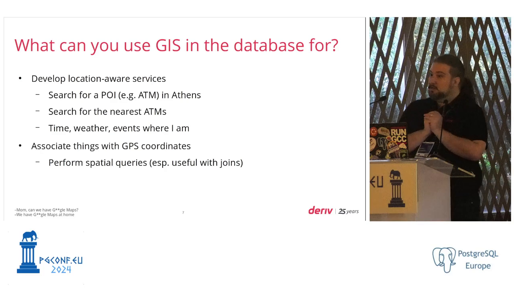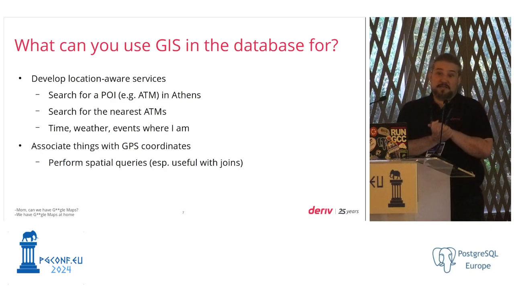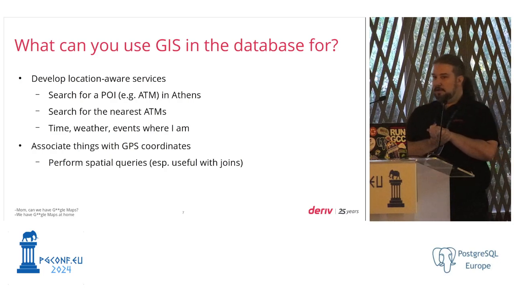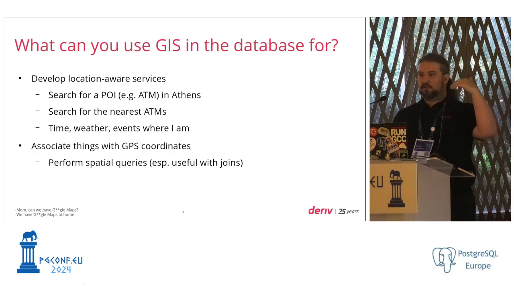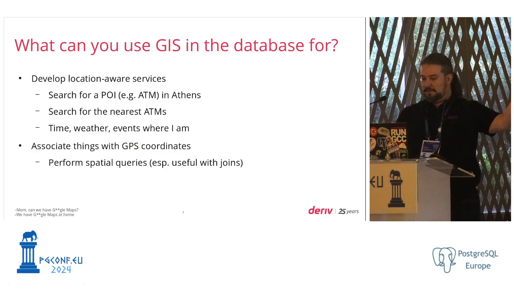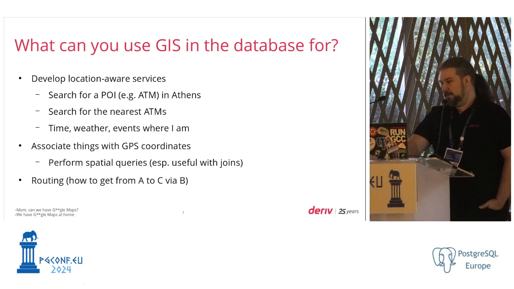which means that you can perform spatial queries. And that's especially useful for joins. If you want to perform a query and you want to correlate this query with a location, then you perform a spatial join. So, how does this all work?